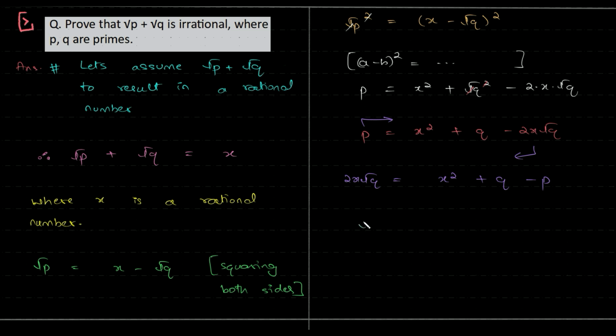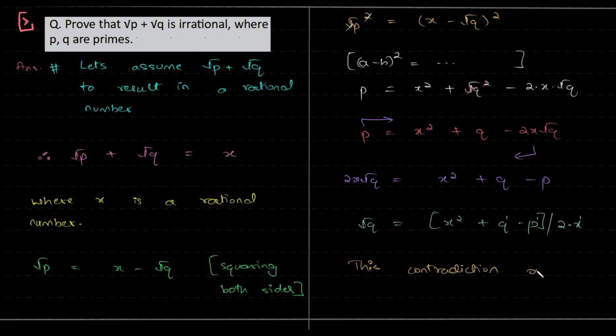All we have to do is root of q is equal to x square plus q minus p, entire thing divided by 2x. This expression has powers to be 1, right? And all of them put together will result in a rational number, while this is irrational. Why is there a contradiction? So this contradiction occurs because of our wrong assumption.